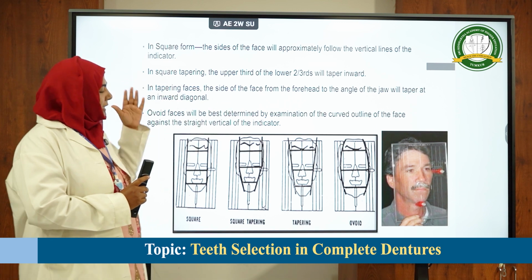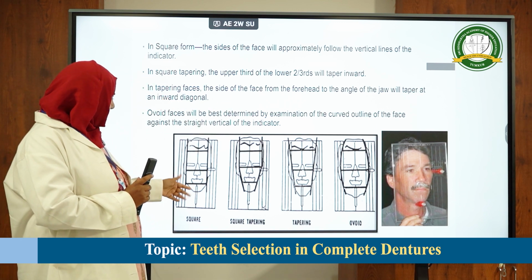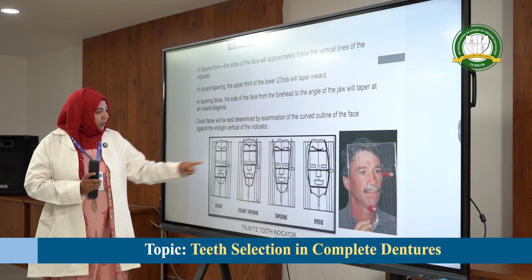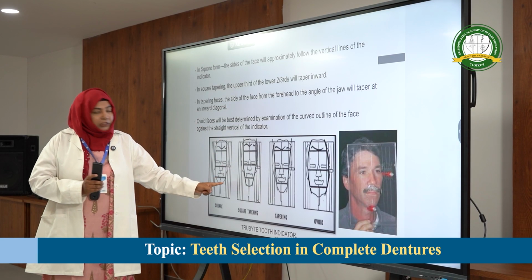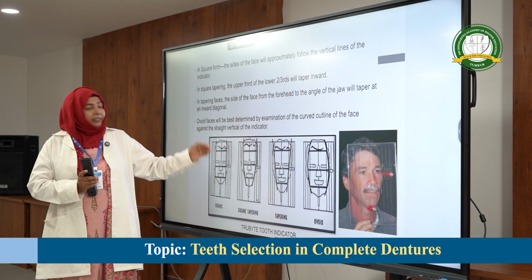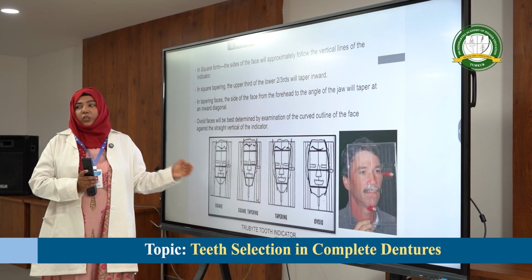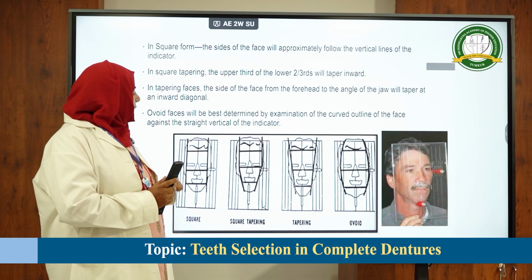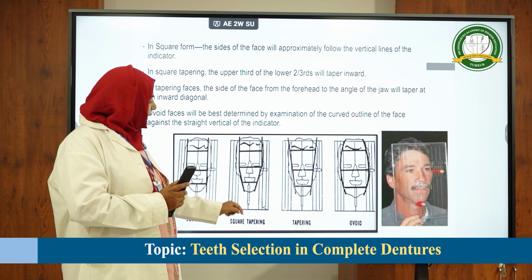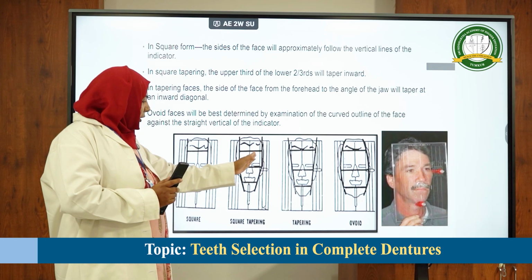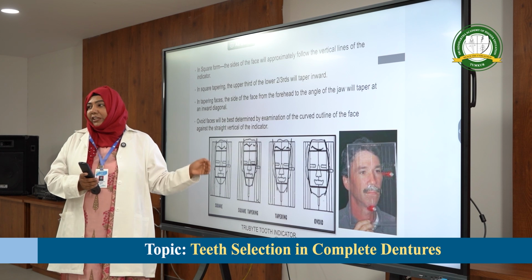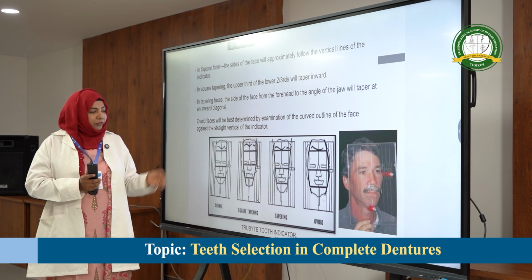You just keep this indicator in front of the patient's face and check the outline of the face. If the outline of the face is running along the vertical lines of the indicator from the forehead to the angle of the jaw, then that indicates the patient has a square kind of facial form. If the outline of the face follows the vertical lines of the indicator in the upper two-thirds, and in the lower two-thirds the outline tapers away from the vertical lines, then that indicates the patient has a square tapering kind of facial form.